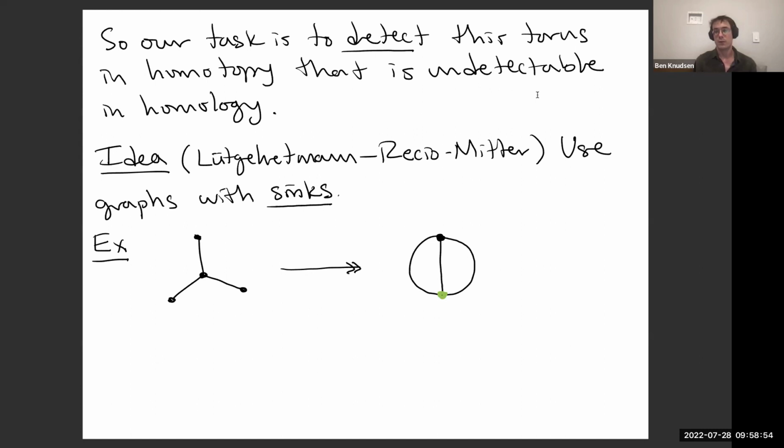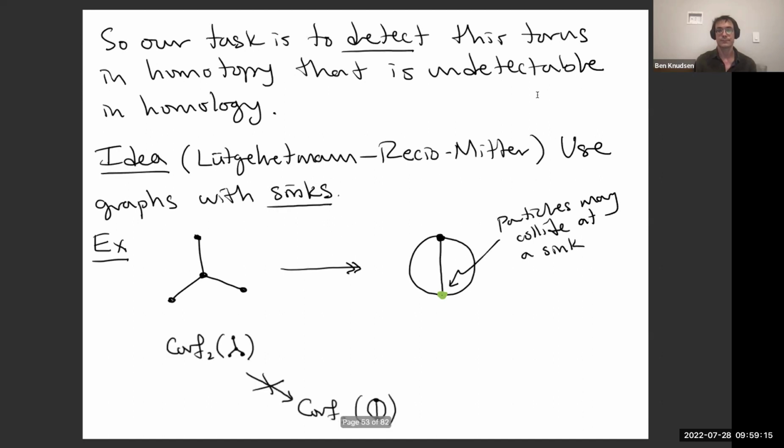Here's my favorite graph, the cone on 3 points. And if I quotient by the boundary, if I collapse the boundary of that graph to a point, then I get this space, which is the suspension of 3 points. And that projection definitely does not induce a map between configuration spaces. Because if I had a particle hanging out at one boundary vertex and another particle hanging out at a different boundary vertex, then they would be sent to two particles hanging out at the same vertex, which is not allowed in the configuration space, but it's totally allowed in the configuration space with sinks.